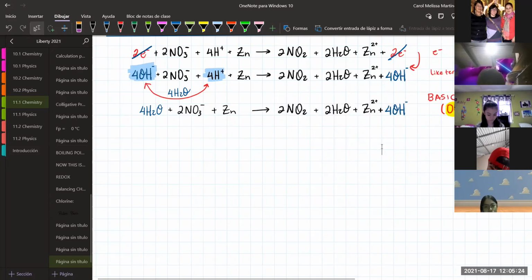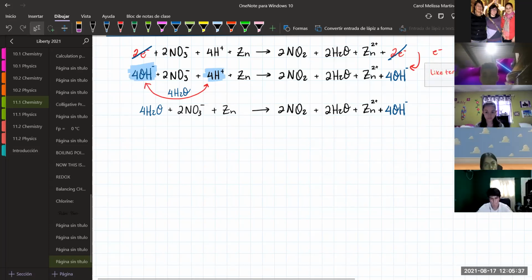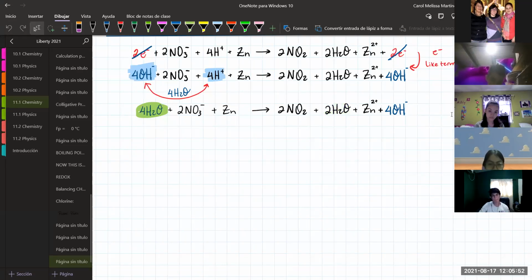Okay? And now the equation, as you can see, it has like terms. What is the like term that is repeated in the two sides? Water. Water is repeated in the reactants and also in the products. Entonces, como les dije, cuando tenemos like terms, los eliminamos. ¿Cómo? Restando el más pequeño. So I'm going to subtract 2H2O in the two sides.